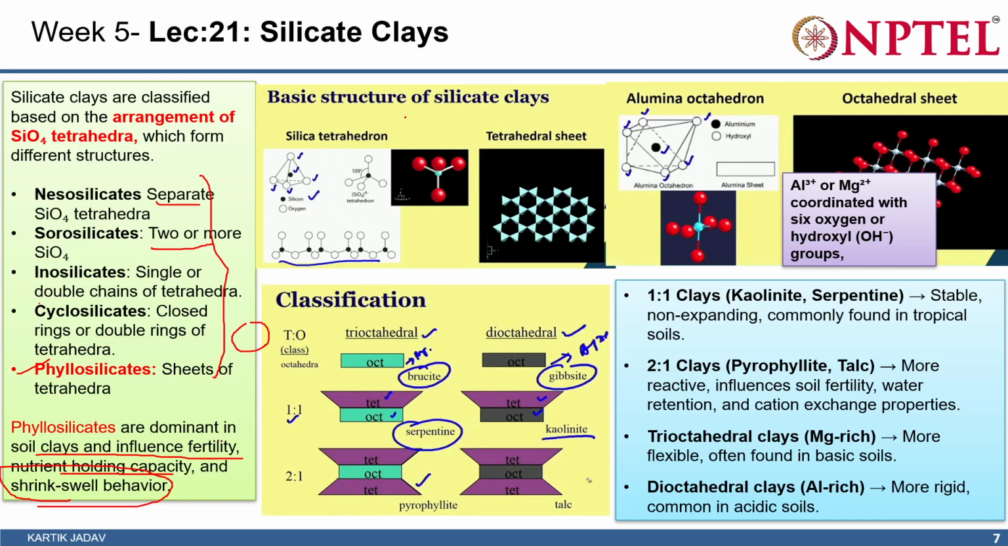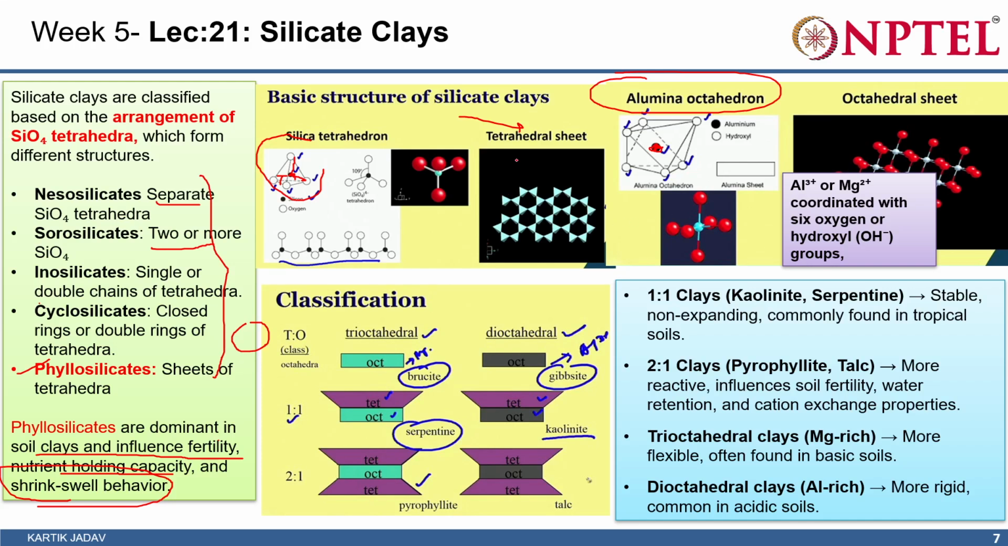Then we have covered the basic structure of silicate clays, which we can classify as the silica tetrahedral sheet and the alumina octahedral sheet. The silicon atom in the silica tetrahedron is coordinated with four oxygen atoms around it, as you can see in this figure, and the angle between these two oxygens is 109 degrees. In the case of aluminium or magnesium octahedra, it is coordinated with 6 oxygen atoms or hydroxyl groups, as you can see from this figure. This is the aluminium or magnesium, coordinated with the surrounding 6 oxygen or hydroxyl groups.